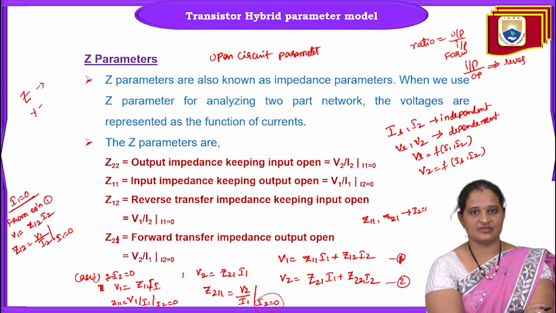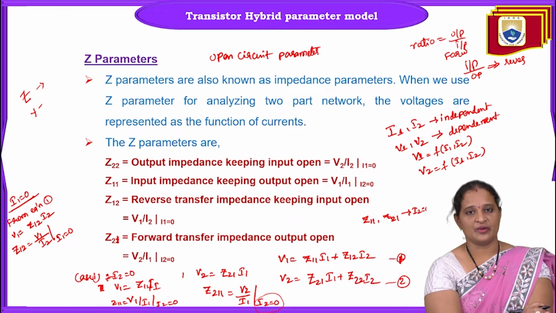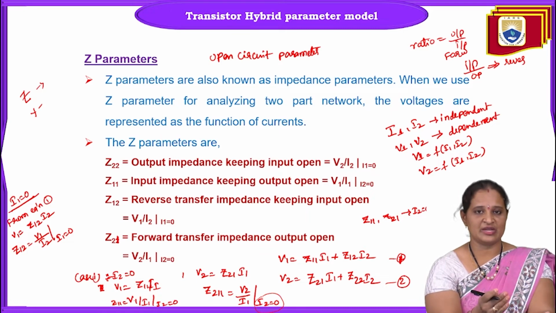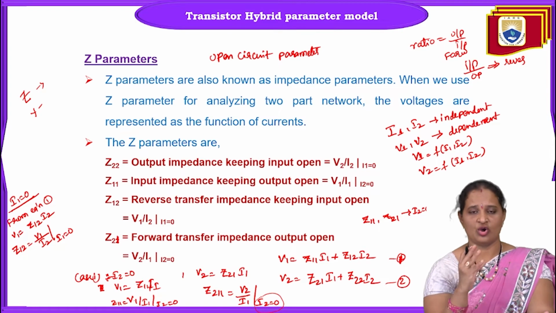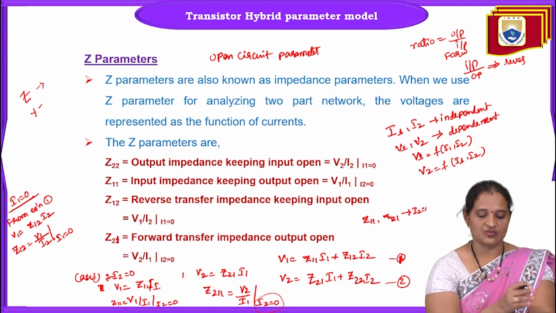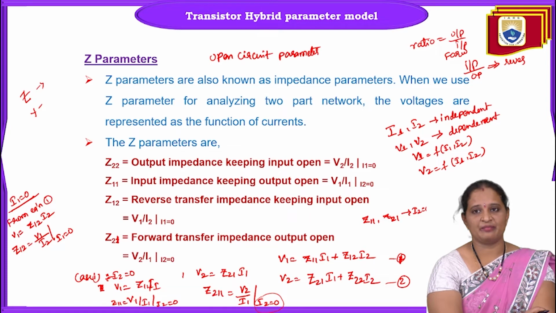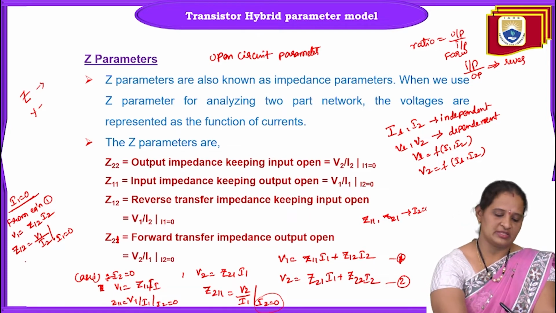Why are we calling it reverse transfer impedance? Because in the numerator we have the input parameter, whereas in the denominator we have the output. So that is why Z12 is called reverse transfer. Transfer means this impedance is measured between the output parameter as well as the input parameter, not both input or both output. So that is why it is reverse transfer impedance keeping input open circuited.